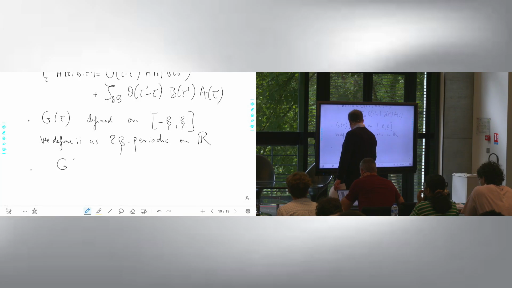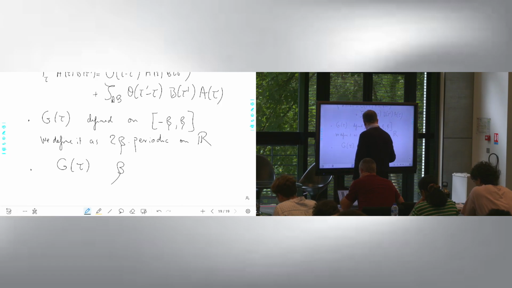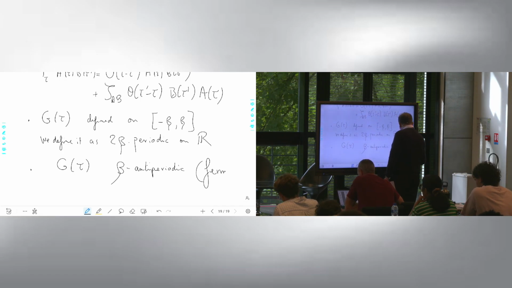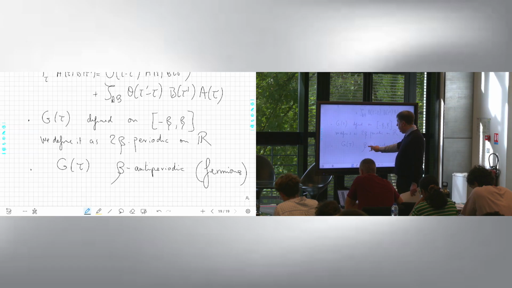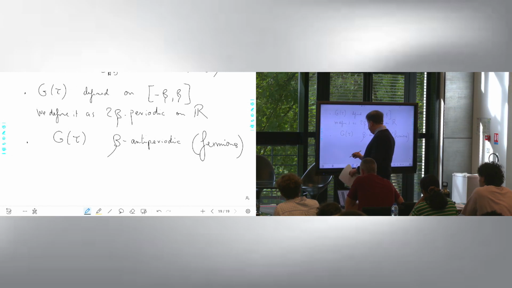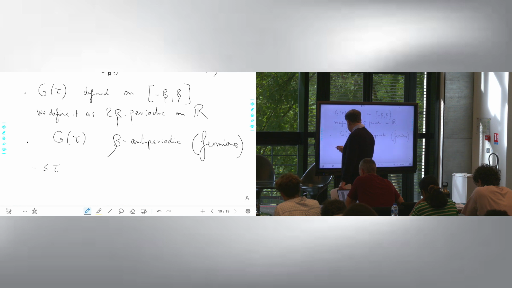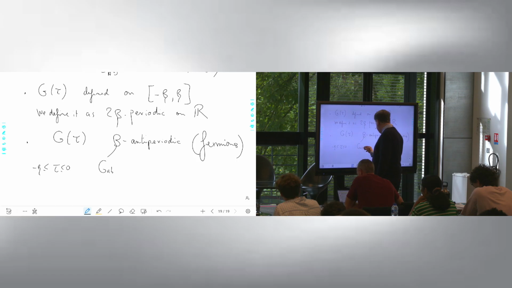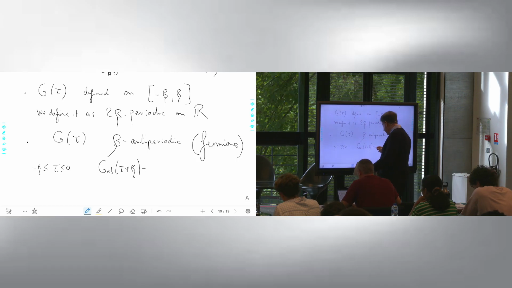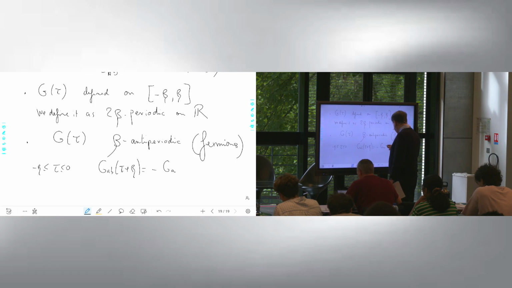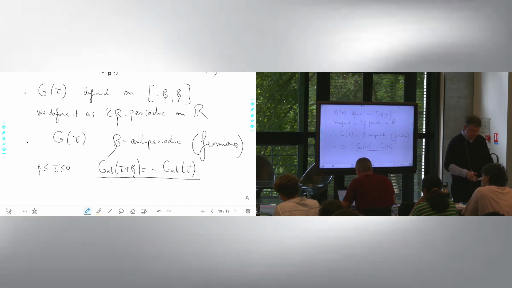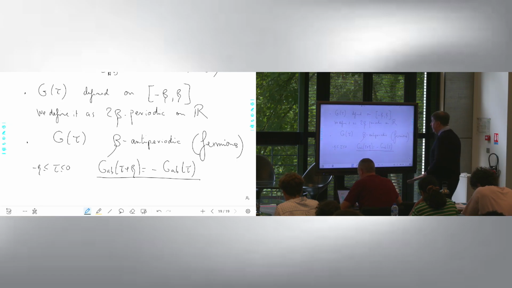You can, in fact, prove that G of tau is, we're talking fermions here, beta anti-periodic; it will be periodic for bosons. The reason is that if you take tau less than 0 and greater than minus beta, using the definition, you can prove that G_AB of tau plus beta is equal to minus G_AB of tau, using simply the definition. So the function is beta antiperiodic.